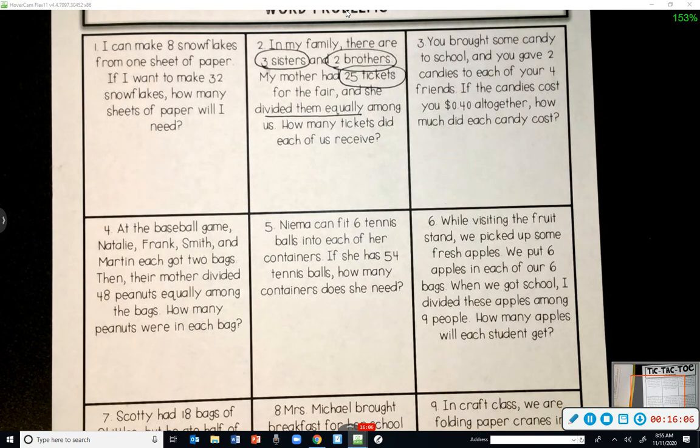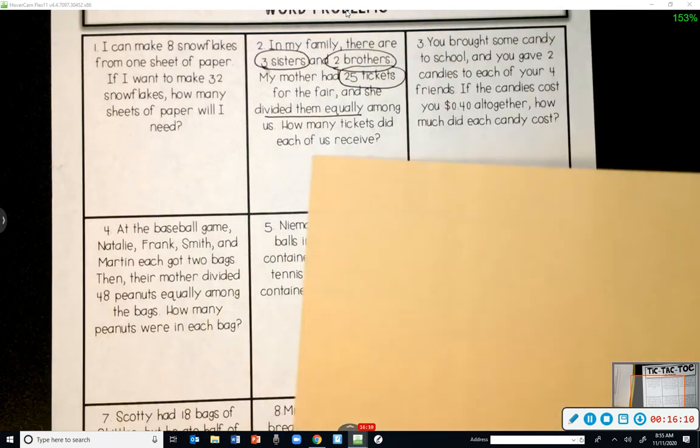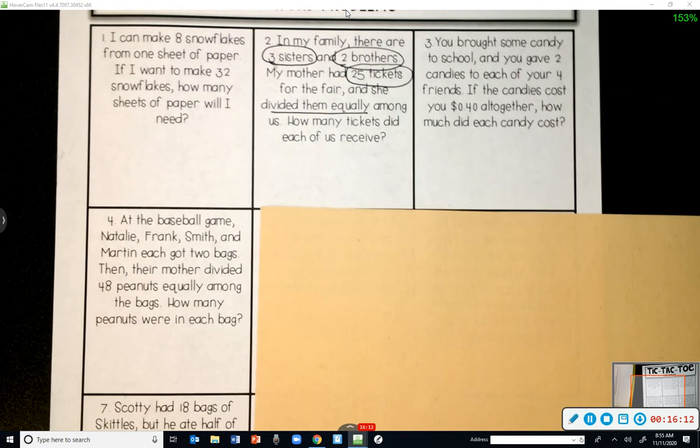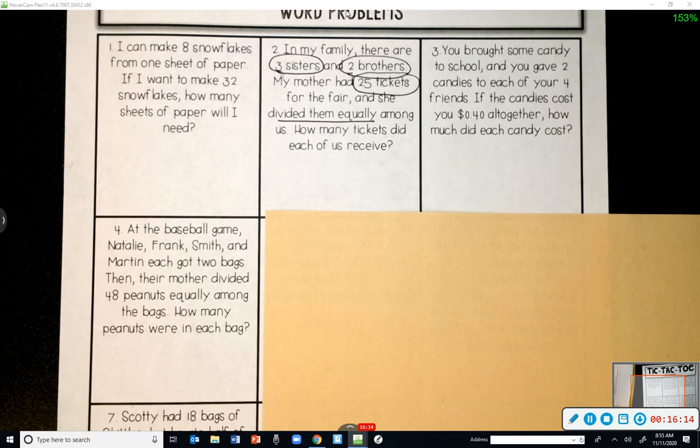At the baseball game, Natalia, Frank, Smith, and Marty each got 2 bags. Then their mother divided 48 peanuts equally among the bags. How many peanuts were in each bag? Alright, I want you guys to try this one on your own. It's going to take some deeper thinking.